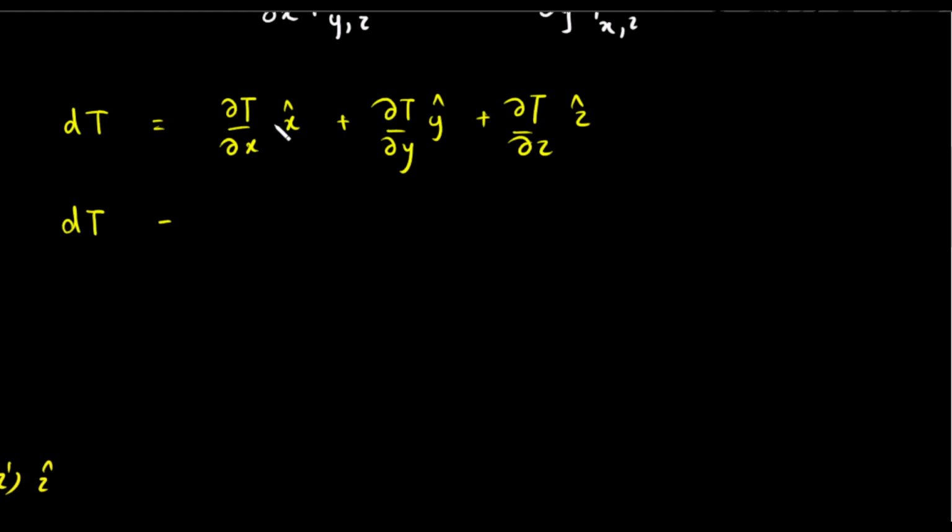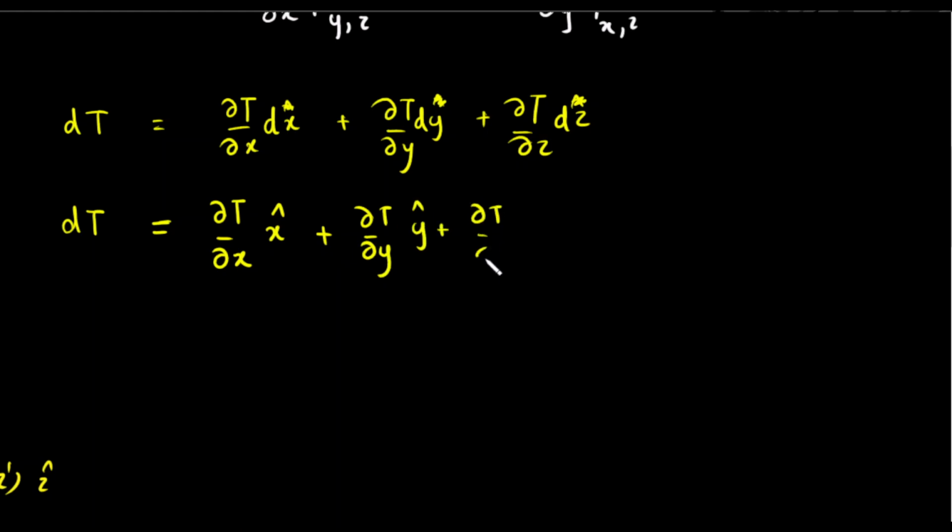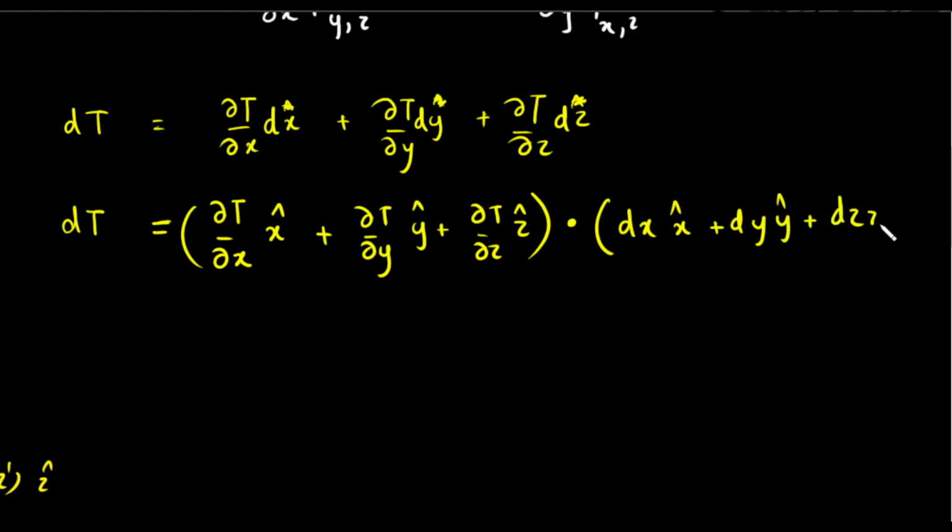I think I made a mistake here, sorry. This is going to be dx, this is going to be dy, not y hat, and this is going to be dz. Now I'm going to do something interesting: partial t over partial x times x hat, plus partial t over partial y times y hat, plus partial t over partial z times z hat. I'm going to take the dot product with dx x hat, dy y hat and dz z hat.